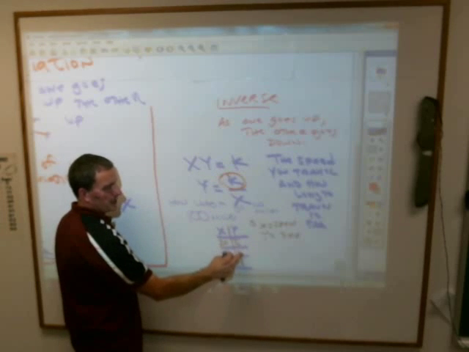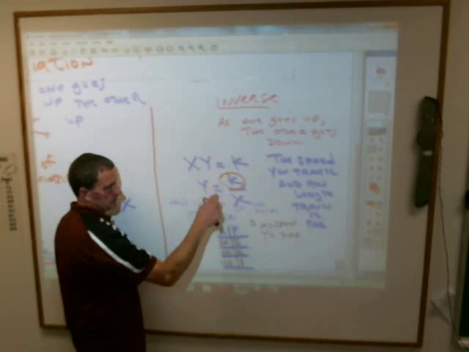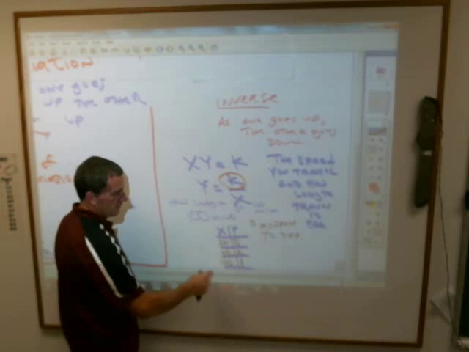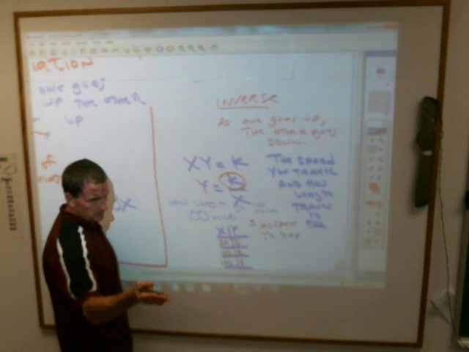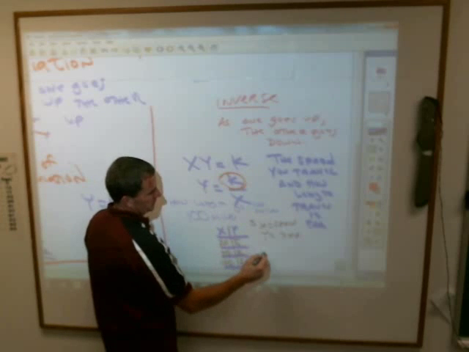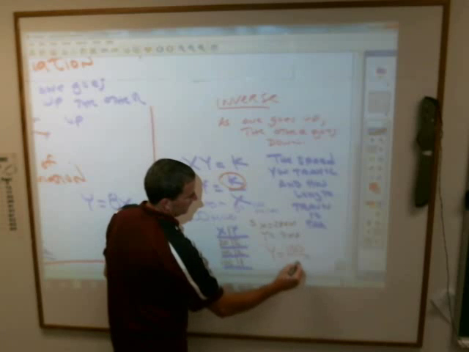What is my X times Y every time here? In this equation, X times Y is the same every time. What's 20 times 5? What's 50 times 2? What's 100 times 1? 100, yeah. So this would be your inverse variation equation: Y equals 100 divided by X.